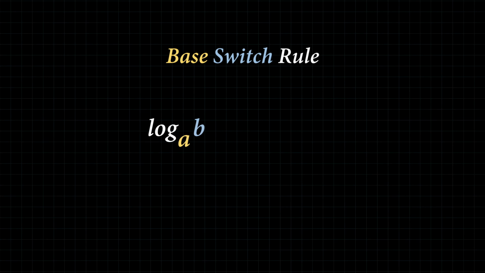The base switch rule is quite interesting because it's not very hard to memorize. It's very unique, but it's actually related to the base change rule. It states that the log base a of b can be written as 1 over the log base b of a. Notice the argument and the base switch spots, but we have to put it underneath 1.